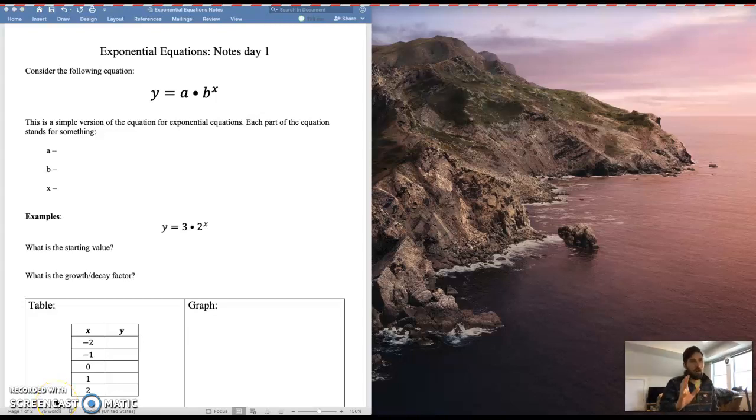Hi everyone. Today we're going to be doing some more stuff with exponents. We're going to be moving on to a unit called exponential equations. So you can see up here, we are going to be working with some exponential equations. These are going to be some notes on this. If you want to try to copy some of this down in a notebook, that might be a good idea.